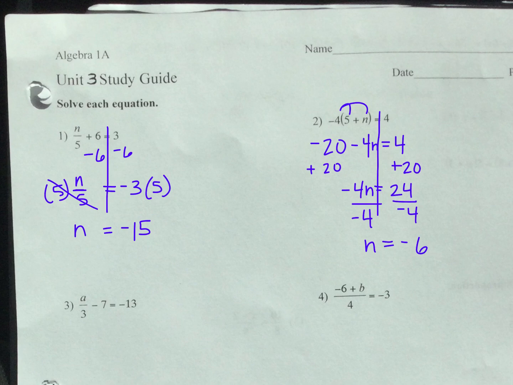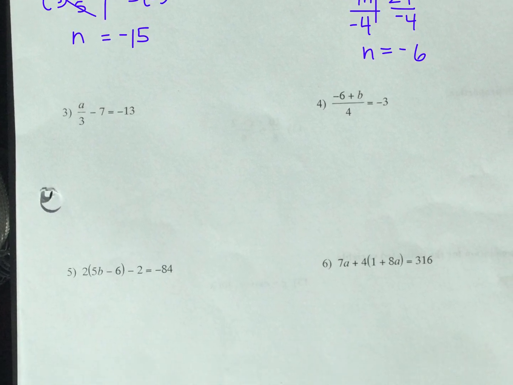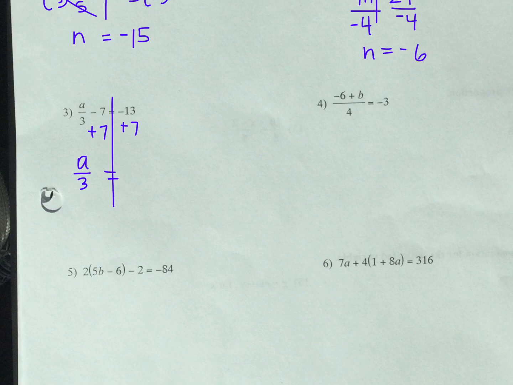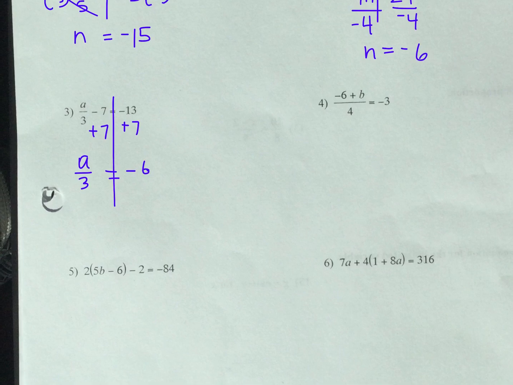All right, let's do number 3. I got to add 7. A over 3 equals negative 13 plus 7, which is negative 6. Now to get the a alone, I'm going to multiply by 3 to make that go away. A equals negative 18.